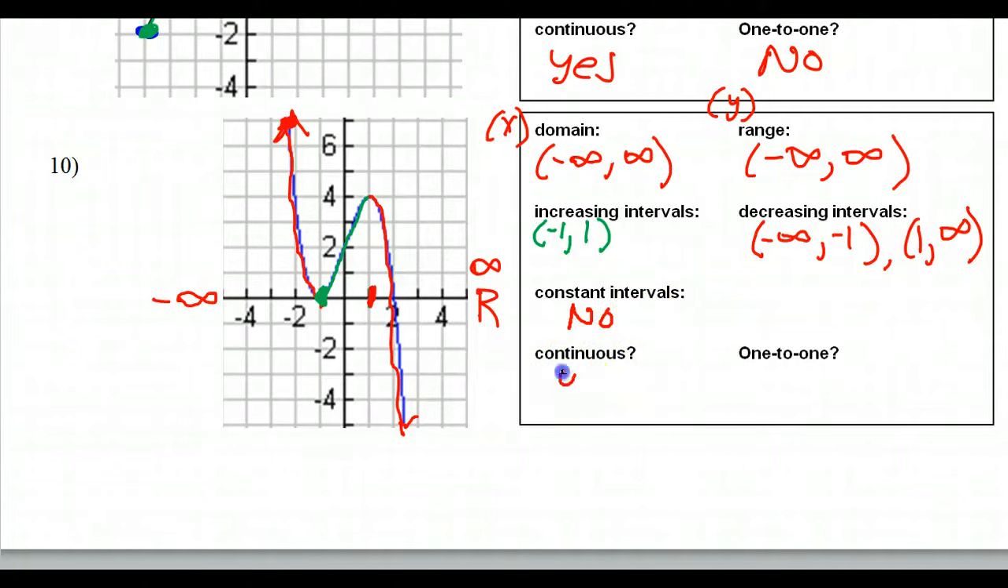Is it continuous? Yes, because there are no breaks in the graph. Is it 1-to-1? No, it passes the vertical line test, but it would fail the horizontal line test. So it has to pass both to be 1-to-1. So that's a no.